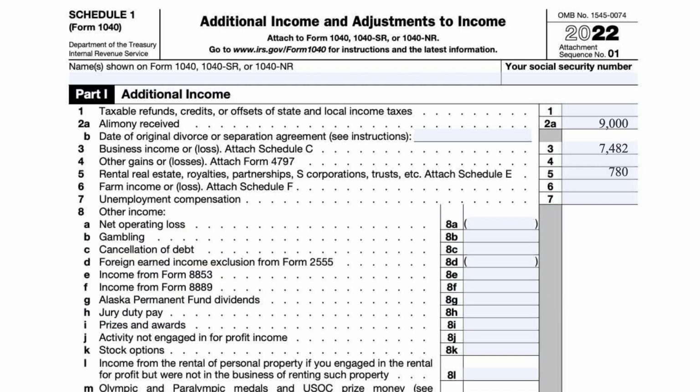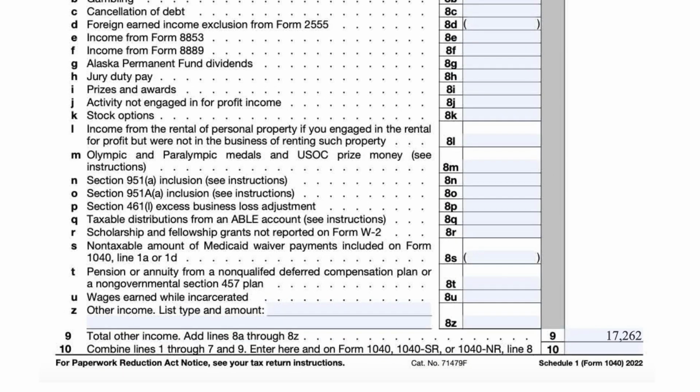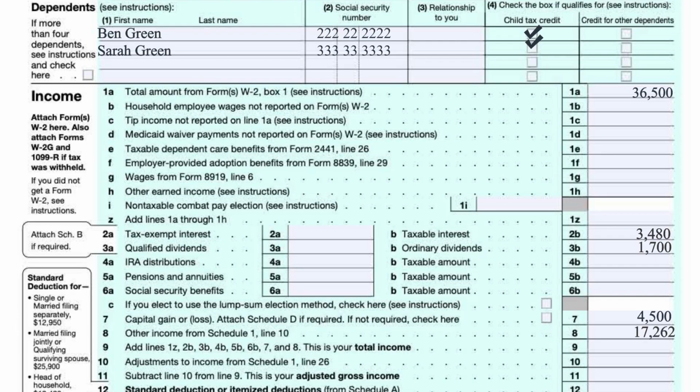We can then add lines 1 through 9 of Schedule 1, getting a total of $17,262, and enter it on line 10. The amount from line 10 of Schedule 1 is then entered on line 8 of Form 1040. Now going back to Form 1040, we can add lines 1z, 2b, 3b, 4b, 5b, 6b, 7, and 8 of Form 1040, and we get $63,442 on line 9, which is her total income. So now we've filled out Form 1040 up to line 9.